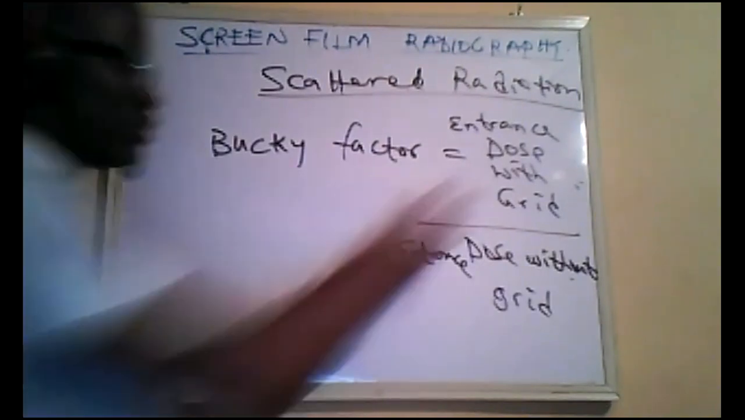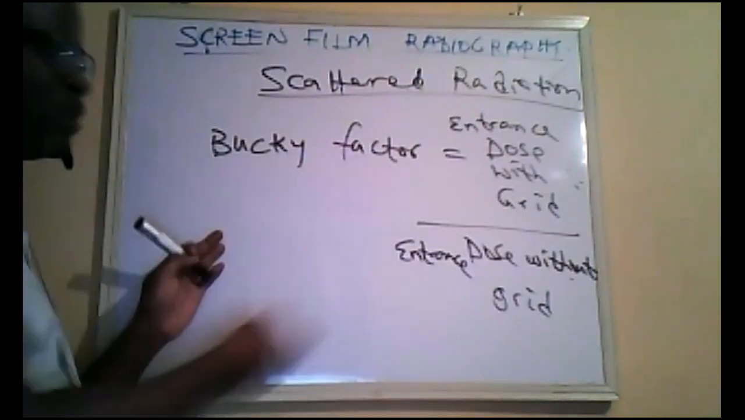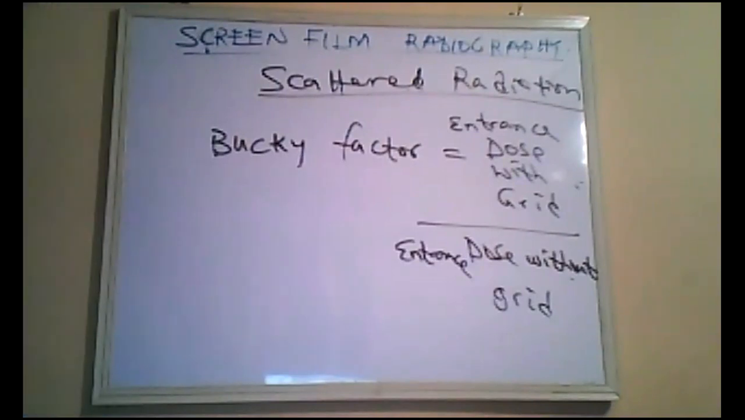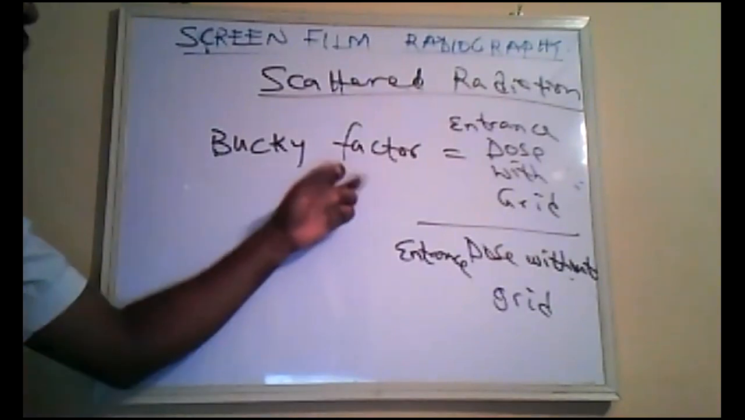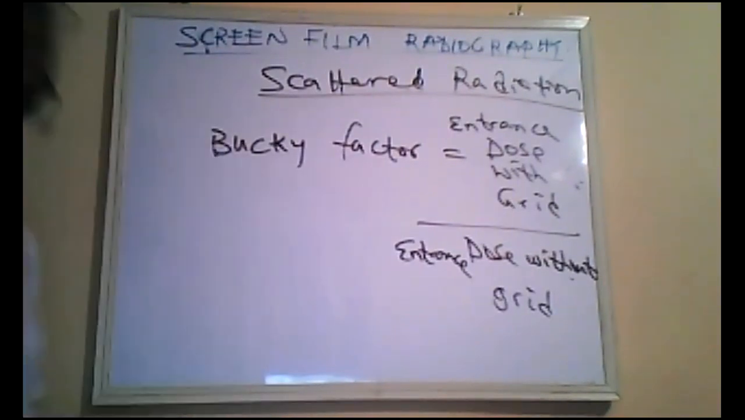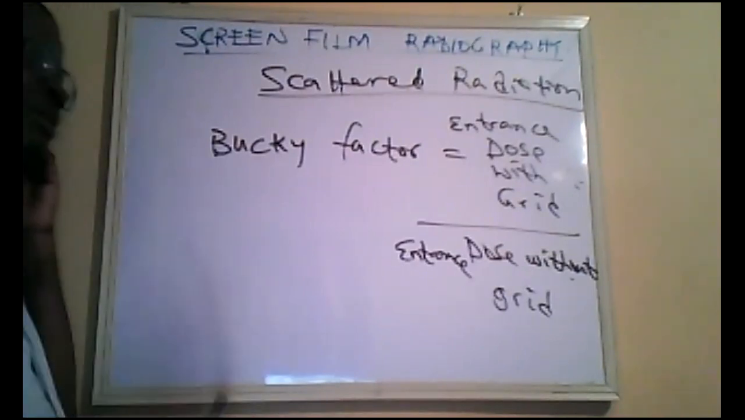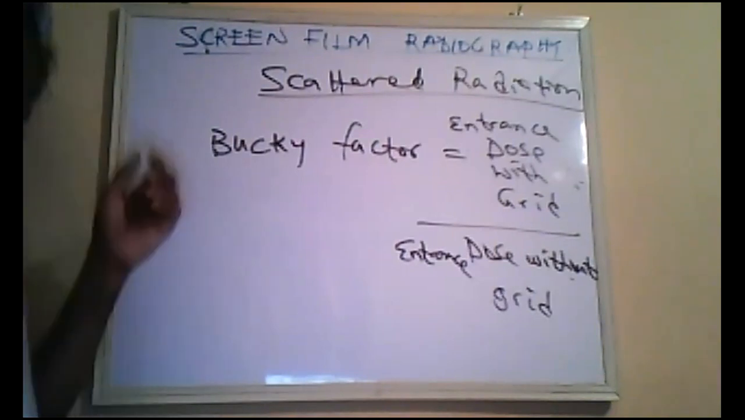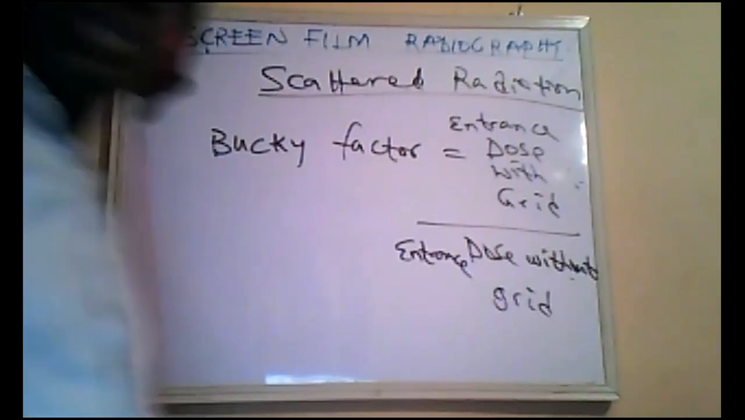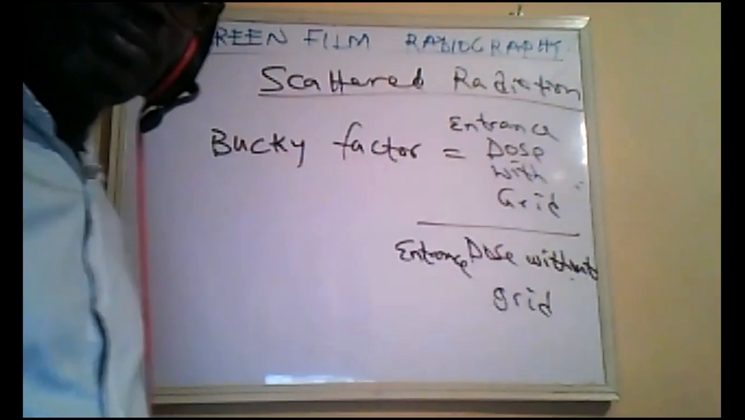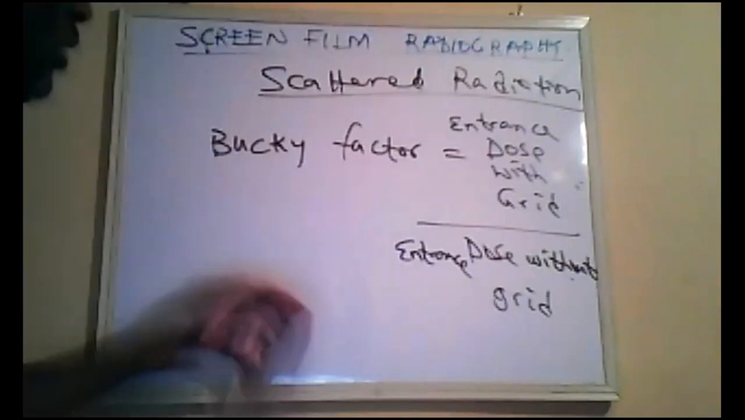You measure the entrance dose when the grid is not there. Then you place the grid there between the patient and the detector and you get the entrance dose. That gives us the Bucky factor. This has got to do with how efficient that grid is in removing scatter. If you have a high Bucky factor, I think I will just try and move on.